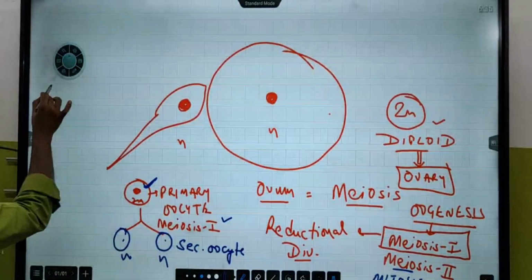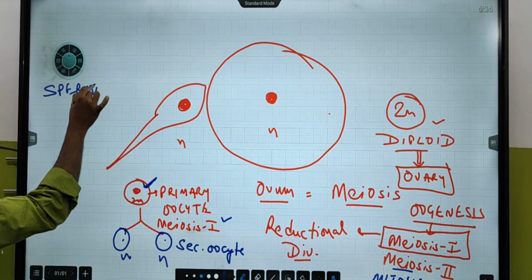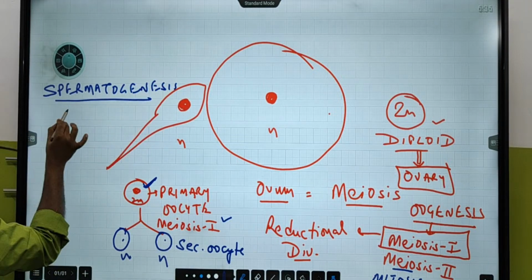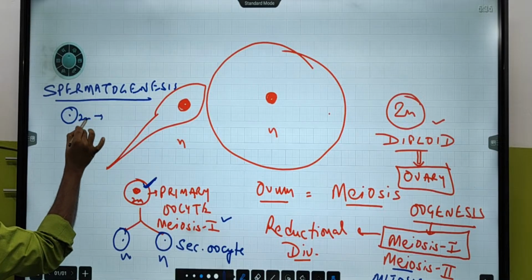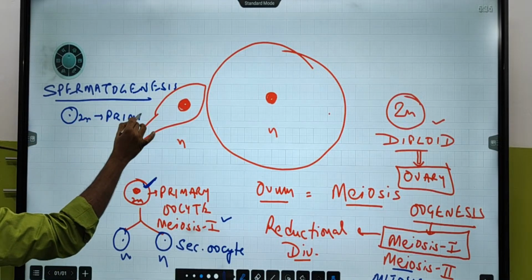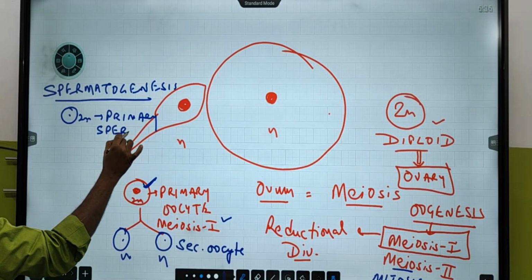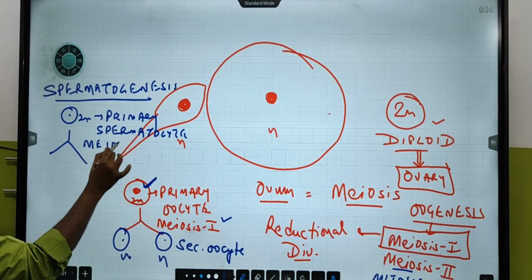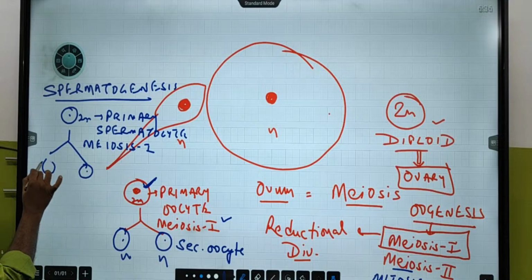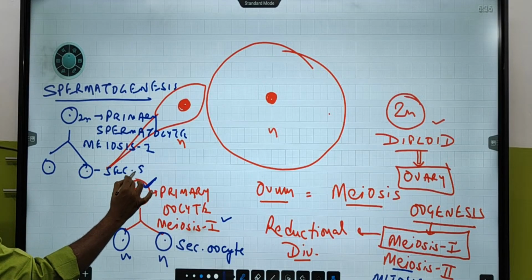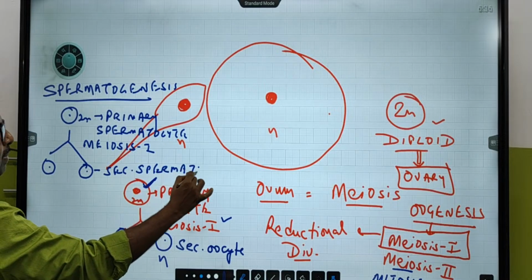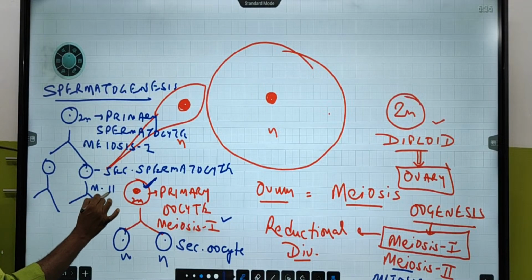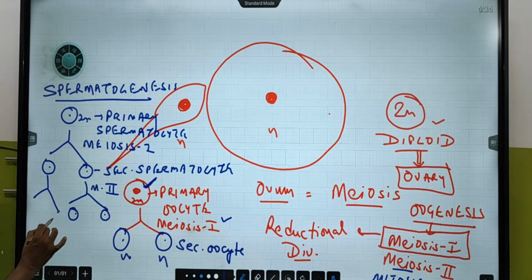How is sperm being produced? Sperm is produced by the process of spermatogenesis, and this takes place inside the testis, you know that. If this is the first cell having 2n number of chromosomes, what is the cell called? The cell is called the primary spermatocyte. This primary spermatocyte undergoes meiosis 1 first. It results in the formation of 2 cells. These 2 cells are now called secondary spermatocytes.